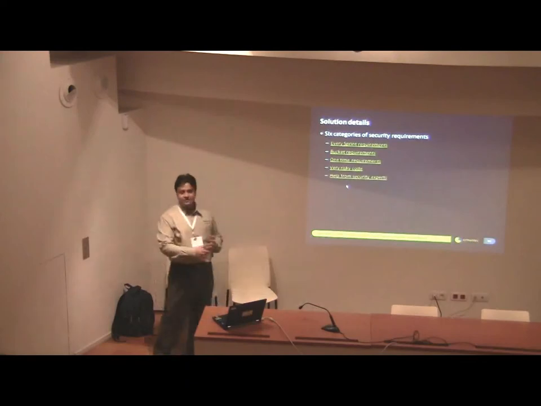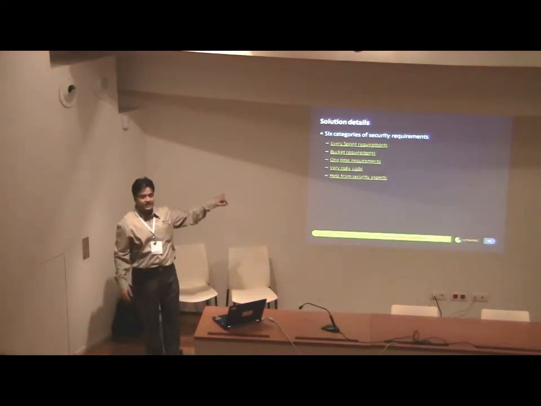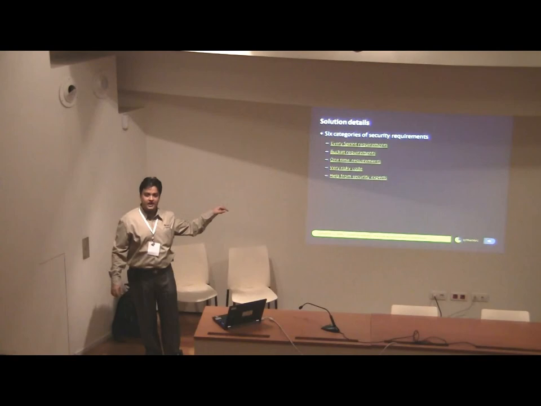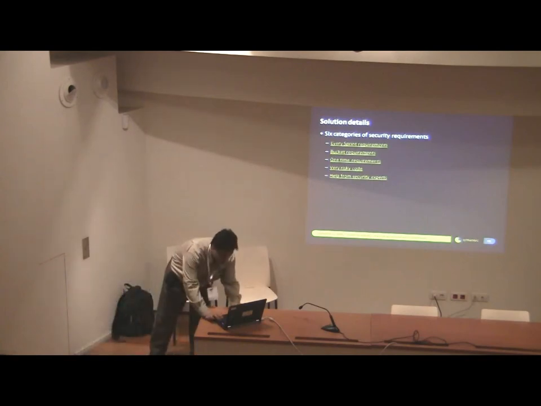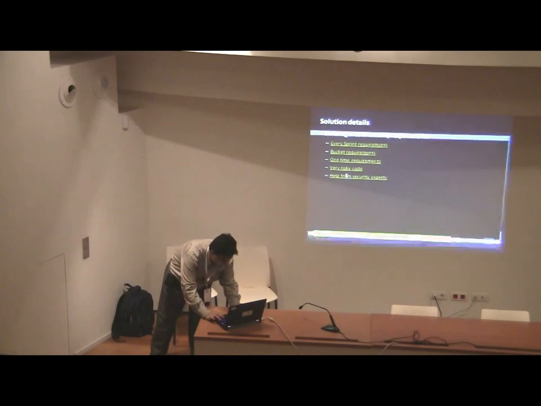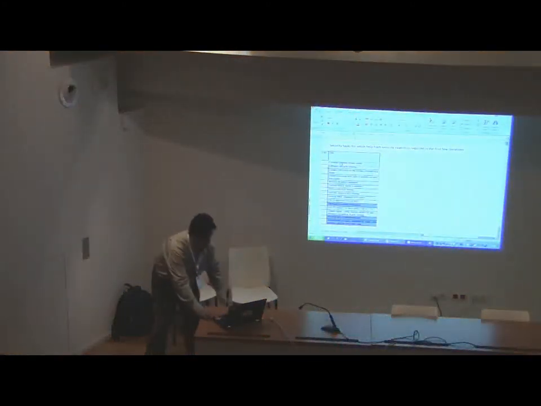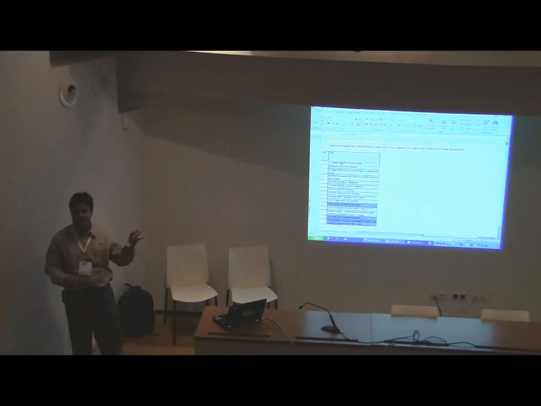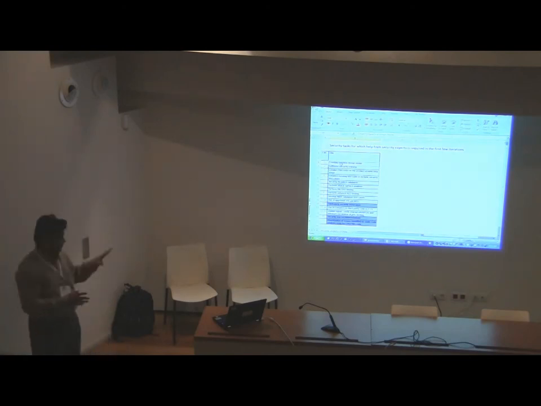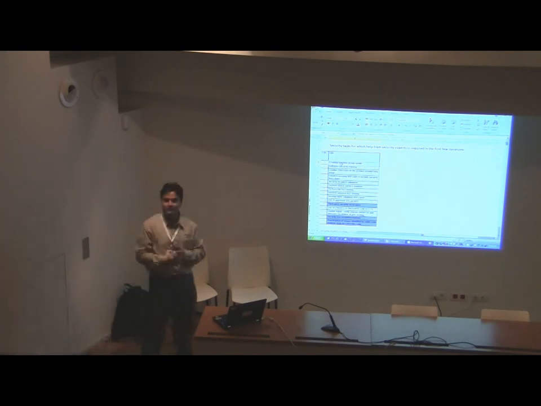Then this is a new one that we added. This category is called help from security experts. Okay, so we identified a bunch of tasks, such as, there are these 12 specific tasks, at least as many. It always has scope for adding.